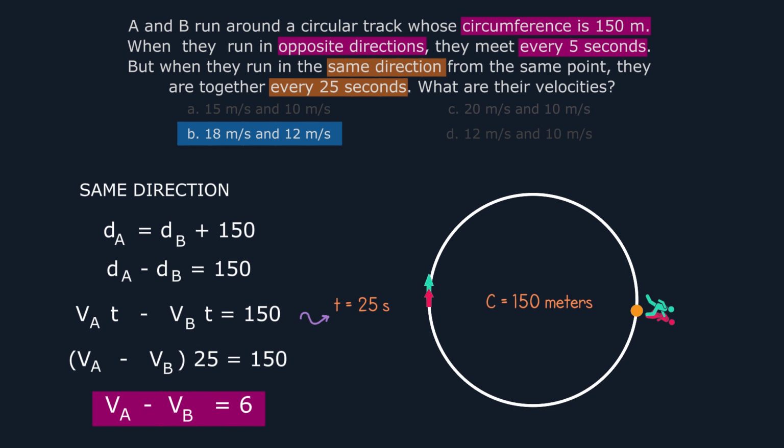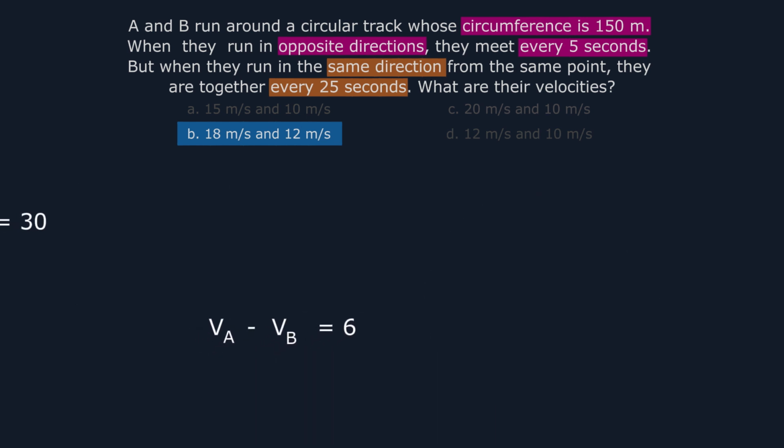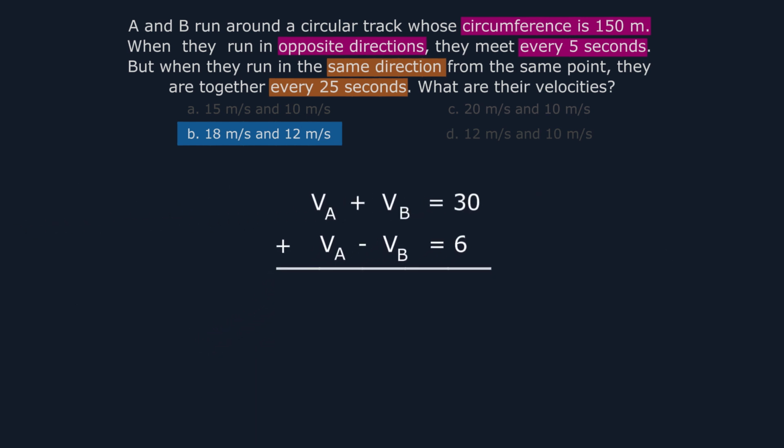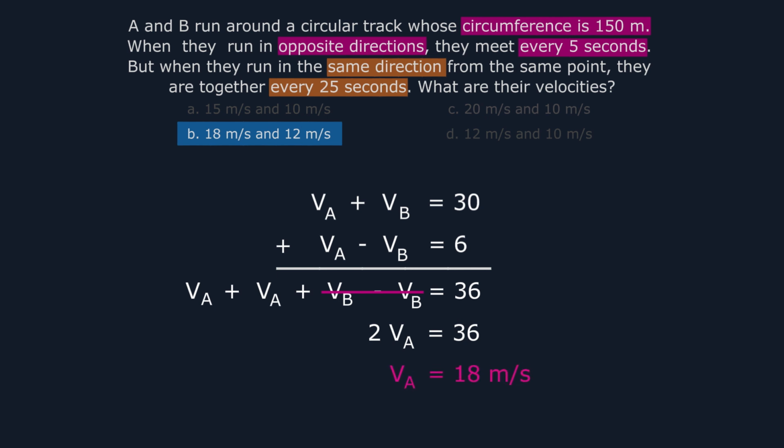As easy as that. If you want to solve the problem without the use of the options, you can continue with the solution by adding the 2 equations that we derived. This cancels out VB, giving us 2VA is equal to 36, which will ultimately give us the value of VA, which is equal to 18 meters per second. Now, substituting this value to either of the two equations we derived, we will get VB equal to 12 meters per second. And there you have it.